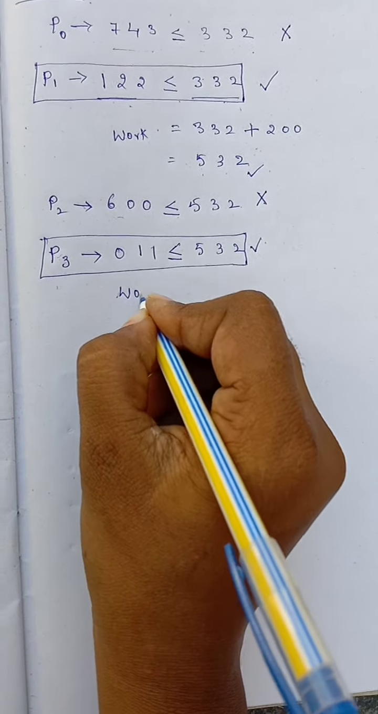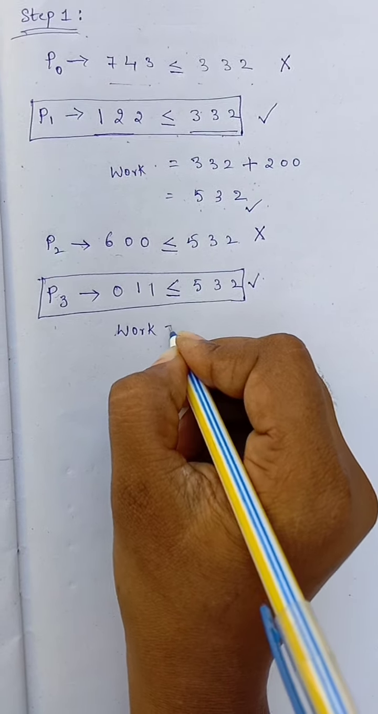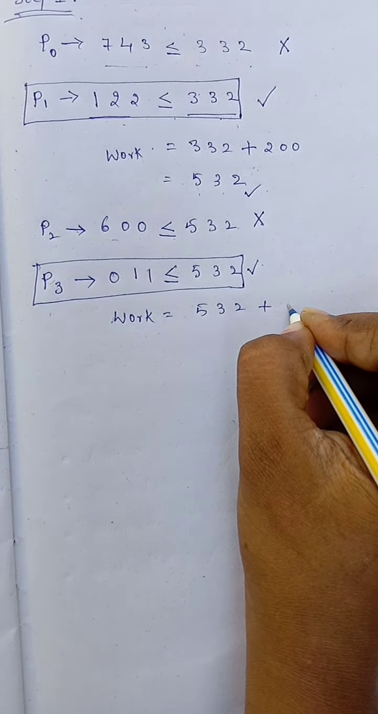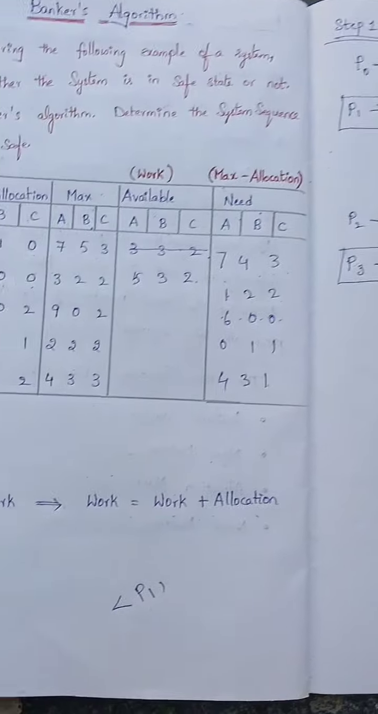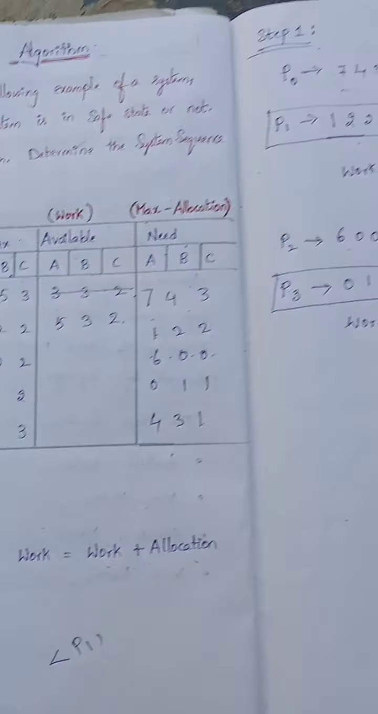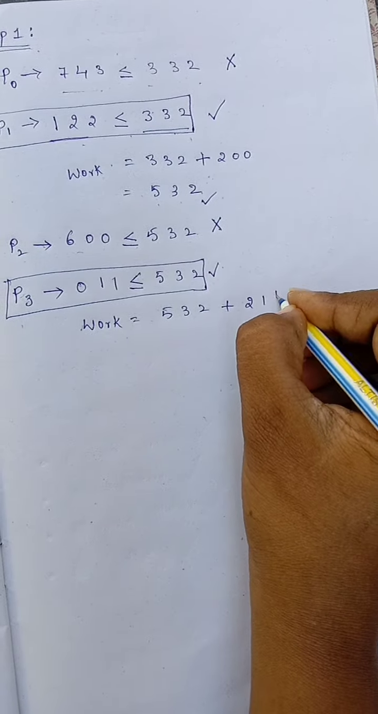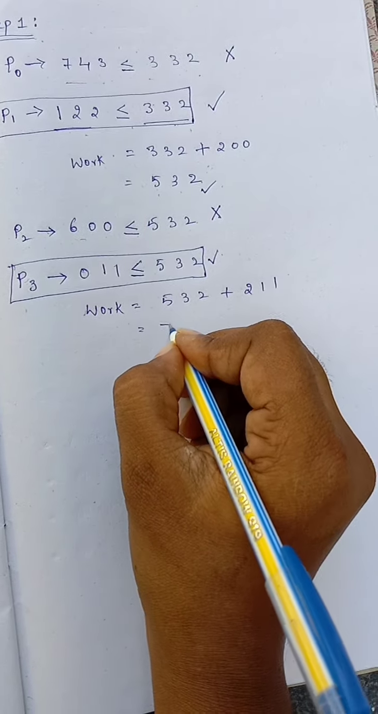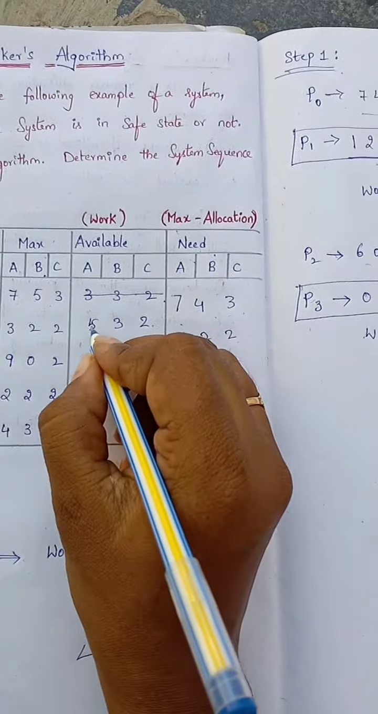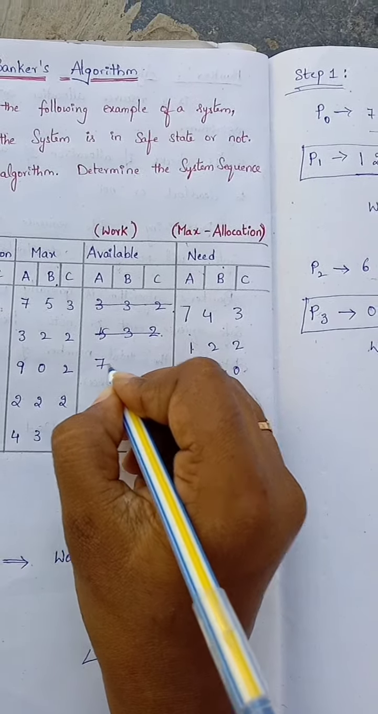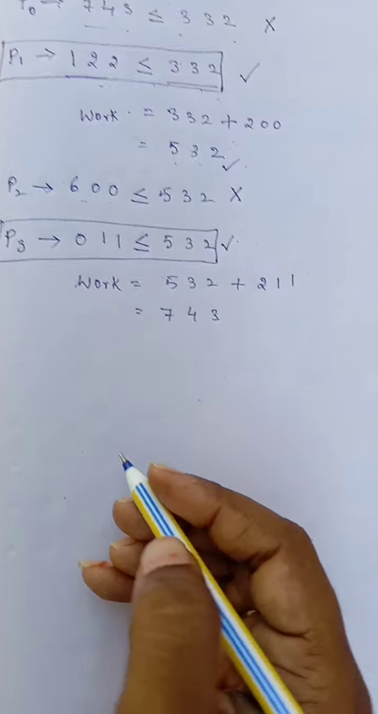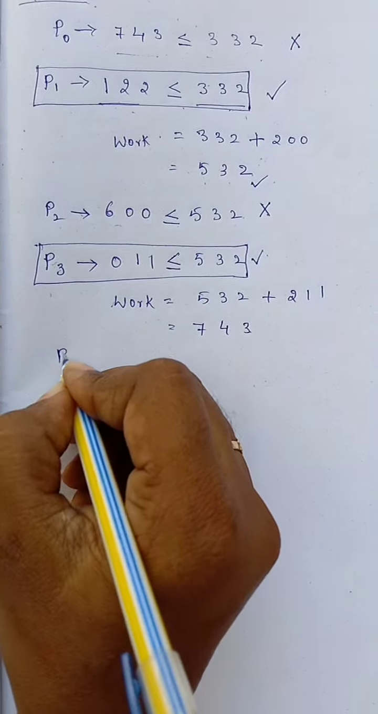So work is equal to 5, 3, 2, that is work plus allocation. Allocation of P3 is 2, 1, 1. So 5, 3, 2 plus 2, 1, 1 is equal to 7, 4, 3. So the new work calculated is 7, 4, 3. Next move to the next process, nothing but P4.